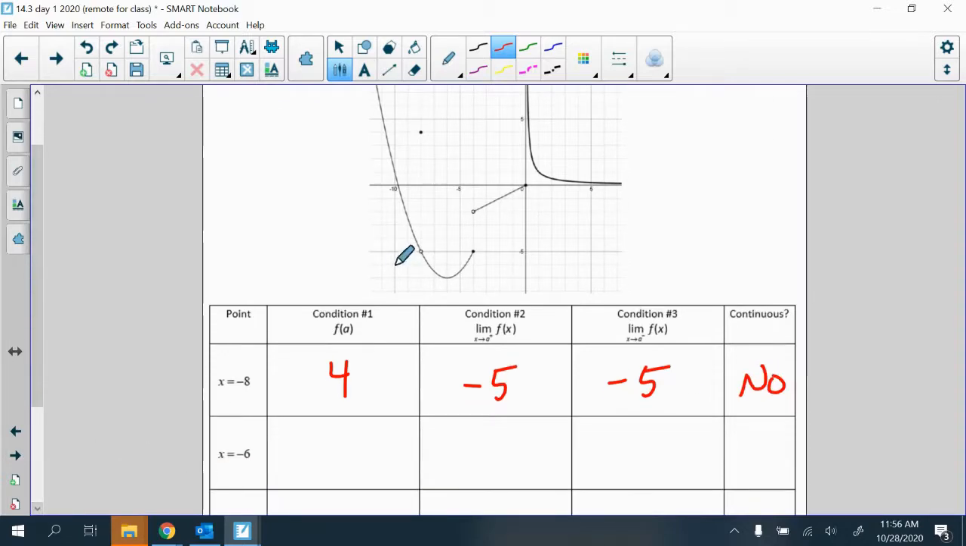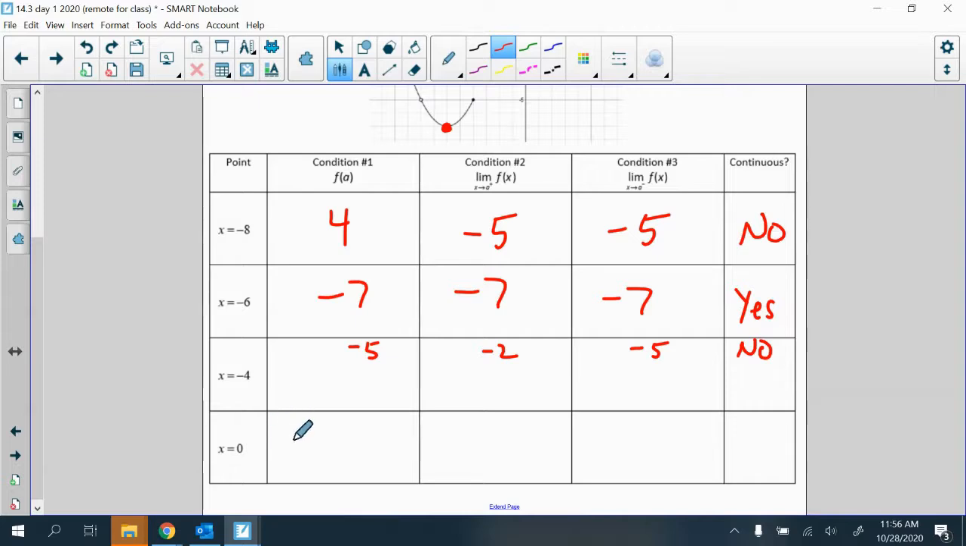At -6, the limit from the left, right, and the actual value of the function are all -7. Since all three of these things are the same, the answer is yes. -4 is next. The limit from the left is -5. The value of the function is -5, but from the right, we're approaching -2, so that's a no. Then when I look at x equals 0, the value of the function is 0, the limit from the left is 0, but the limit from the right goes off to infinity, so this is not continuous.